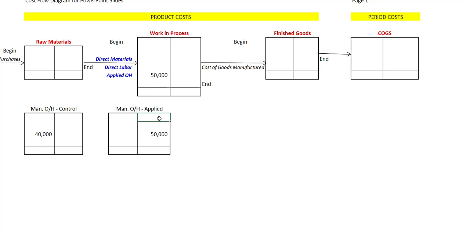So when we credit manufacturing overhead applied for particular jobs, it happens in the manufacturing overhead applied account. Whereas if we had a credit or a reduction in our actual manufacturing overhead, that would happen in our control account. Again, this is an optional treatment that just gives us a little bit more information about what's going on in our manufacturing overhead account.